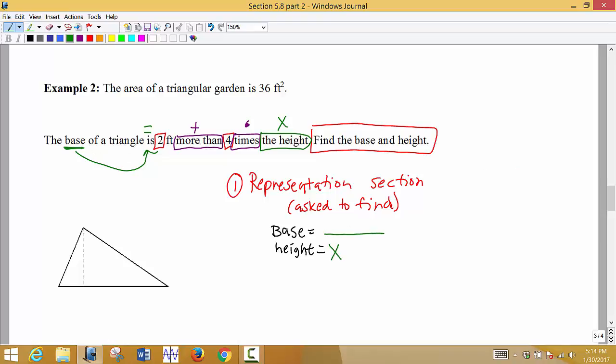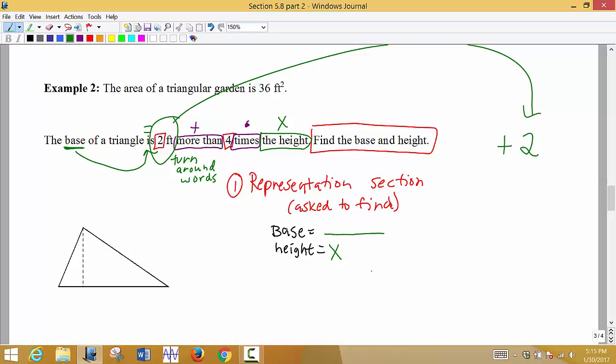And more than, because I have the word than, this is called a turnaround phrase or a turnaround word. So the description will be plus, but whatever comes before the words more than will come after the plus. Whatever comes after the words more than will come before the plus. So I have 4 times x plus 2.